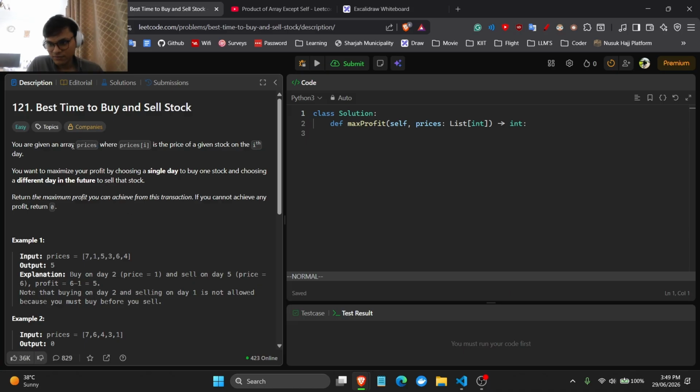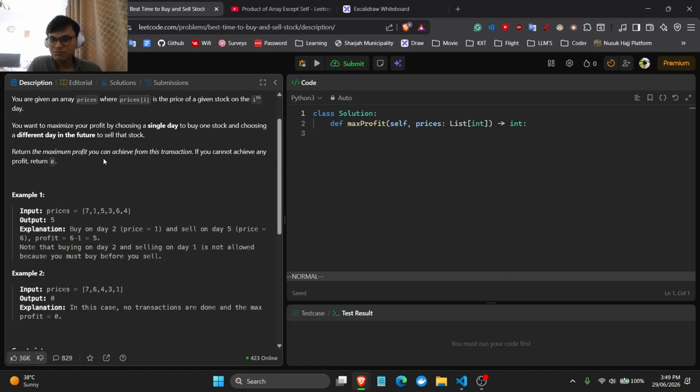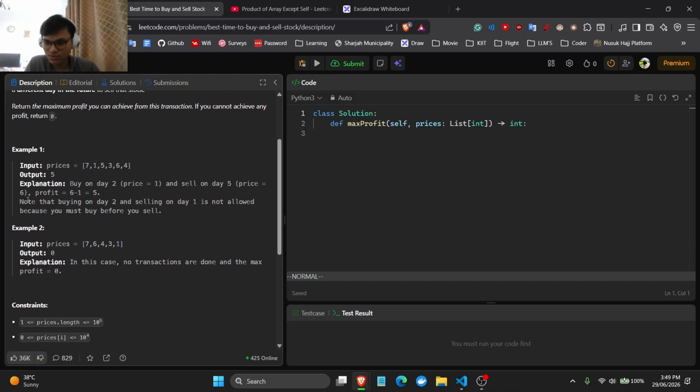Okay, so you're given an array prices where you want to maximize your profit by choosing a single day to buy one stock and choose a different day in the future to sell that stock. Return the maximum profit you can achieve from this transaction. If you cannot achieve any profit, return 0. Let's see what this is.